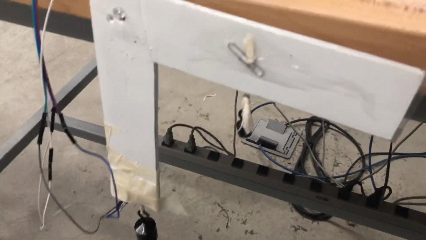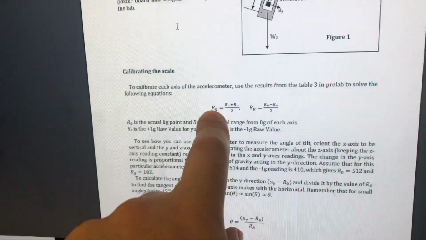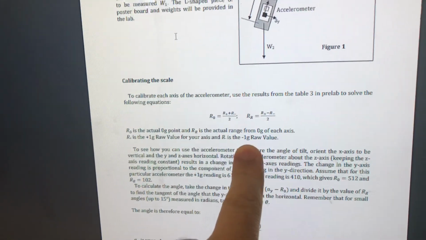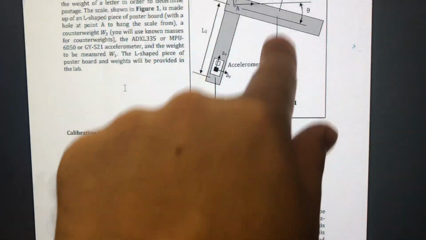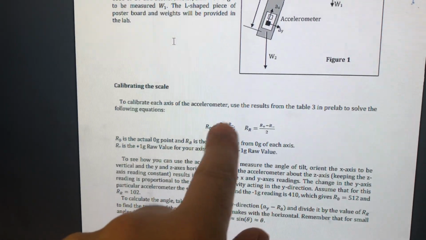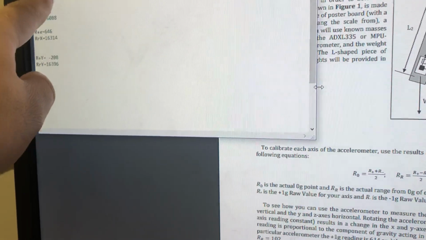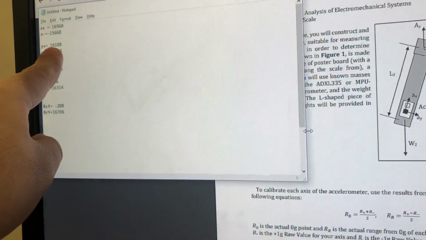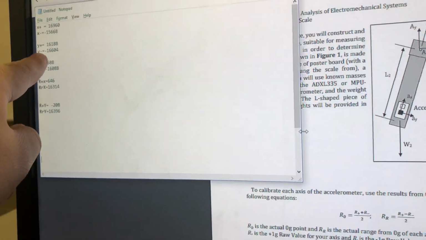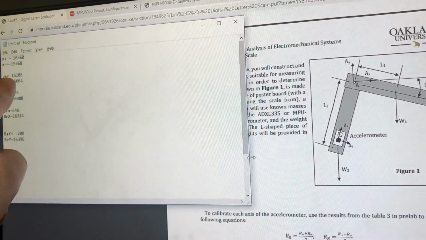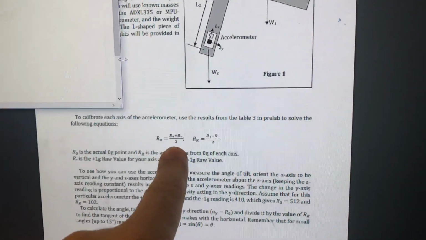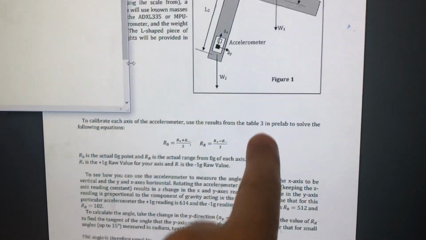So right now, what you have to do, you will come to here, and you will follow this. You have to calculate R naught and R sub R, okay? For just the y-axis, because the y-axis will give you the W1, okay? So what is R plus and R minus? Remember from the pre-lab, you calculate R plus, which is Y plus, and Y minus. It is the same, so R plus is Y plus, R minus is Y minus. So (Y plus + Y minus) over 2, (Y plus - Y minus) over 2. So you will calculate this, okay?